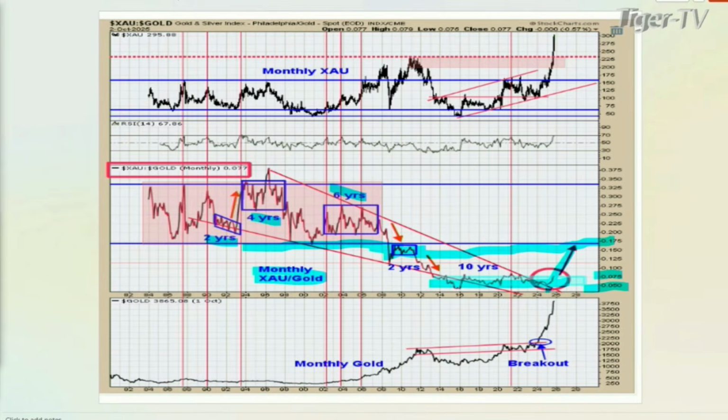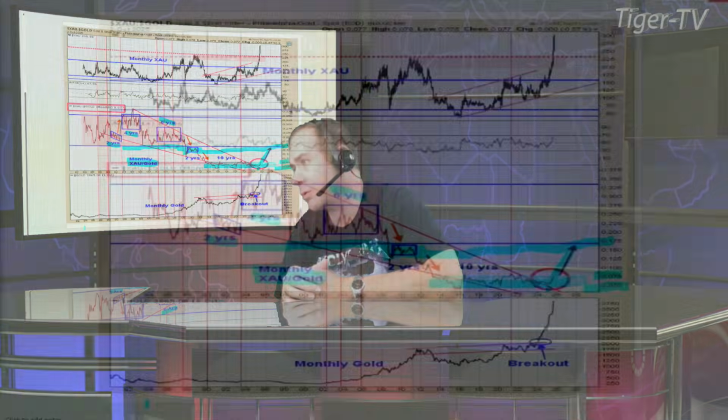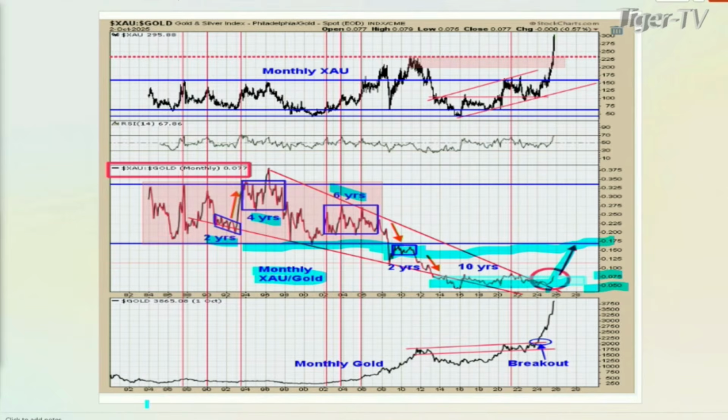And what's remarkable is how, even on the point you're talking about, it could break to that, which would be almost like doubling from where we are now in terms of the relationship of the XAU to gold. If gold didn't even move for the next several years, and this ratio went to 0.175, that would mean the XAU, which is approximately 300 right now, would have to go to 600. Yeah, that's right, which is wild, man.